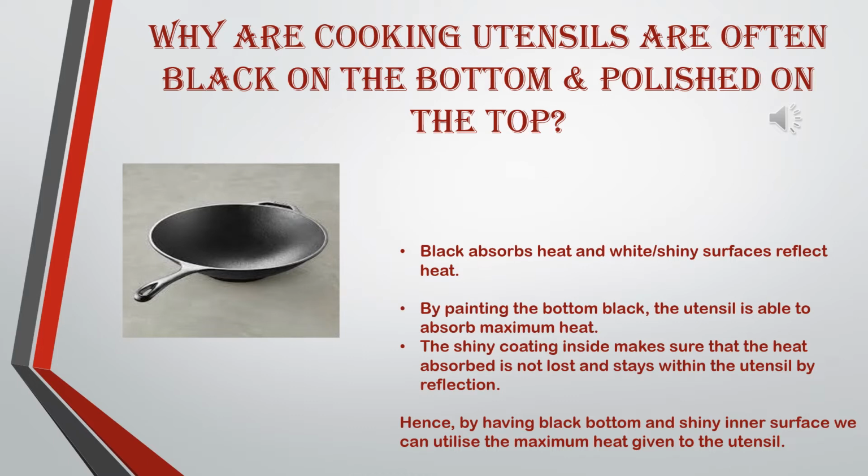So first point will be black absorbs heat and white or shiny surfaces reflect heat. Second point, by painting the bottom black, the utensil is able to absorb maximum heat. Third point, the shiny coating inside makes sure that the heat absorbed is not lost and stays within the utensil by reflection. Hence, by having black bottom and shiny inner surface, we can utilize the maximum heat given to the utensil.